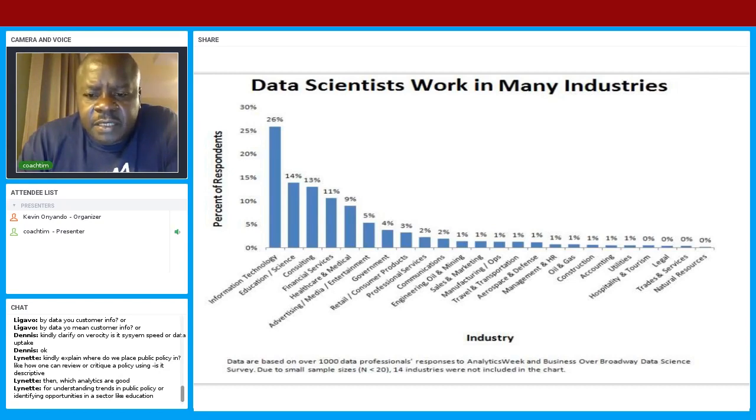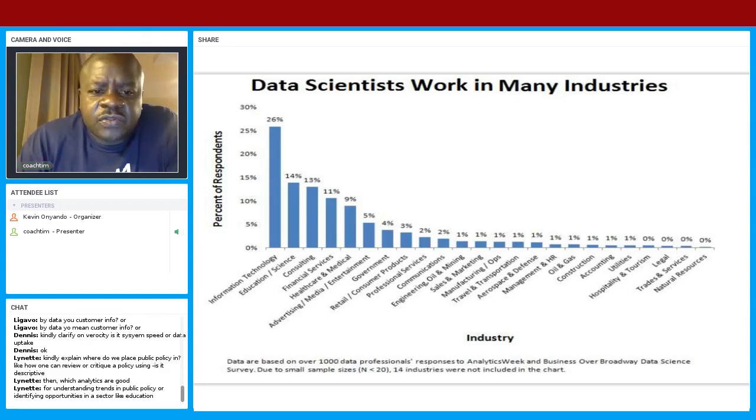Now, a survey was done by an institution called Broadway Data Science Survey. It looked at over 1,000 data professionals, and this is the spread, and the same reflects in our context. We are finding more usage of data science in information technology. These are the Googles of this world, the Microsofts, Oracles. They have the biggest appetite for data scientists. So you'll most likely find yourself working there if you like to pursue those jobs being advertised in that sector.